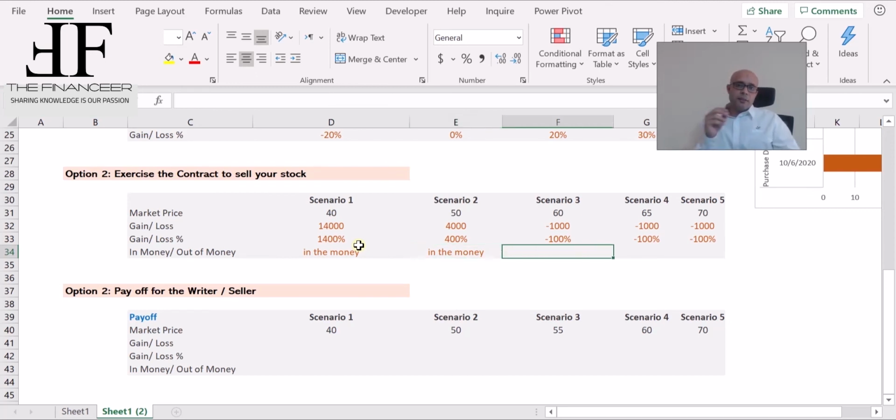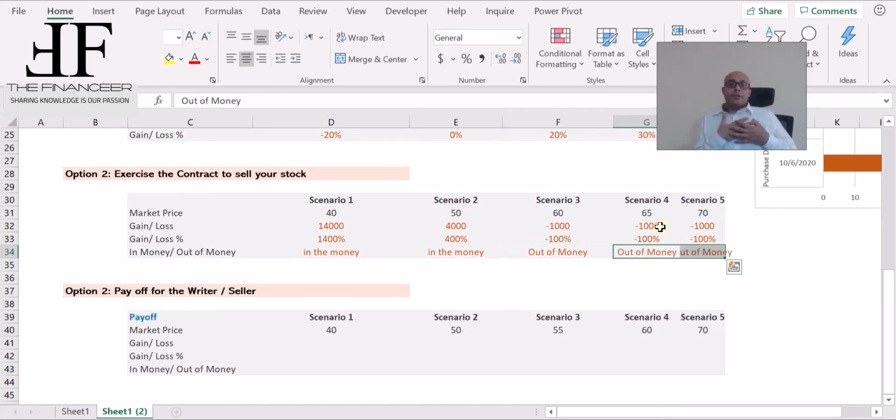But if the contract started to achieve losses, such as the third, fourth, and fifth scenarios, in this case the contract will be out of the money. So this will be out of the money because actually the buyer paid something and he didn't exercise, so the contract will be out of the money.